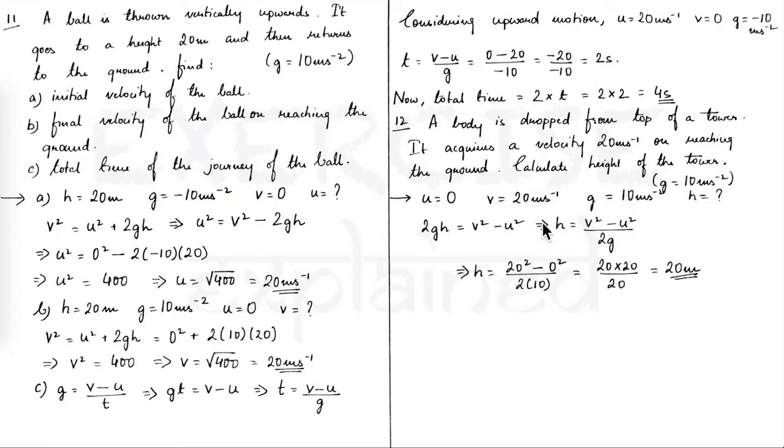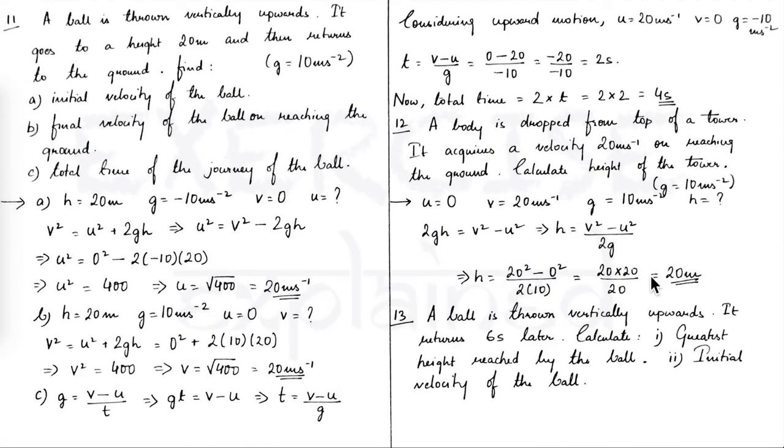So I just substitute the values, v as 20, u as 0 and 2 into g as 10. So h will be equal to 20 square minus 0 square divided by 2 into 10. So that gives me 20 into 20 divided by 20. 20 and 20 cancel, so we are left with 20 meter. So height of the tower is 20 meters. This was a straightforward question, nothing difficult about it.